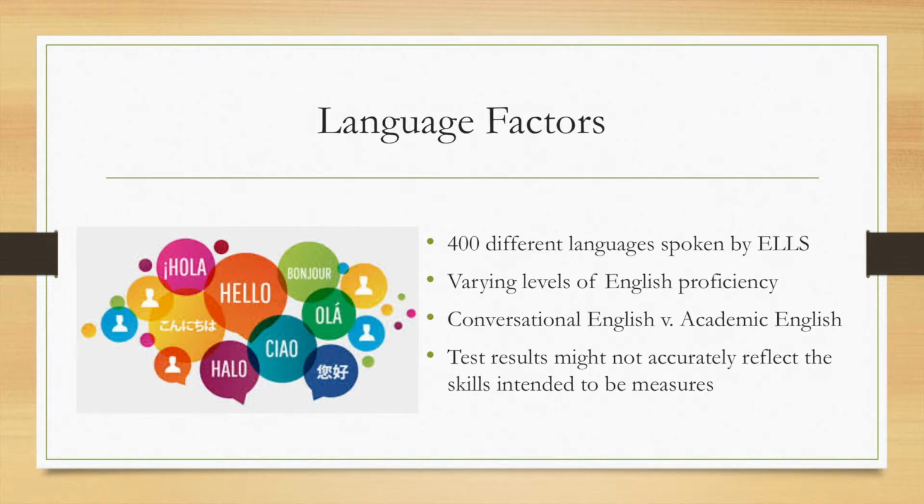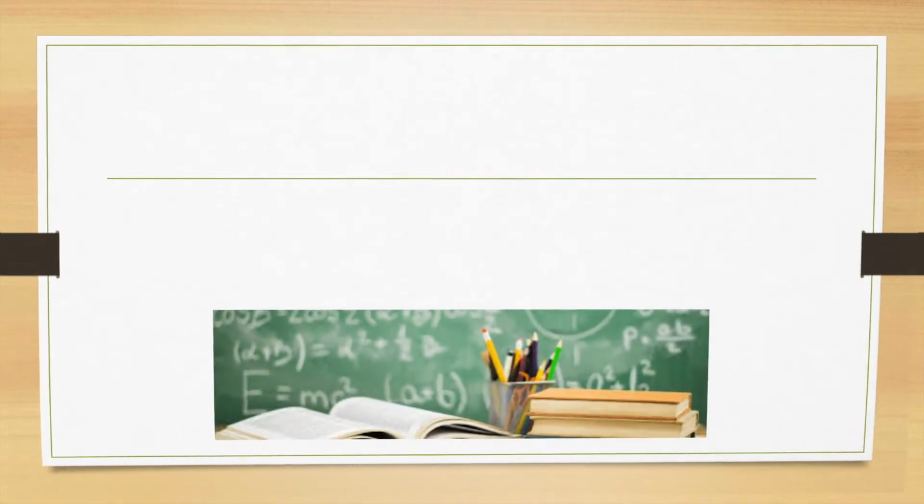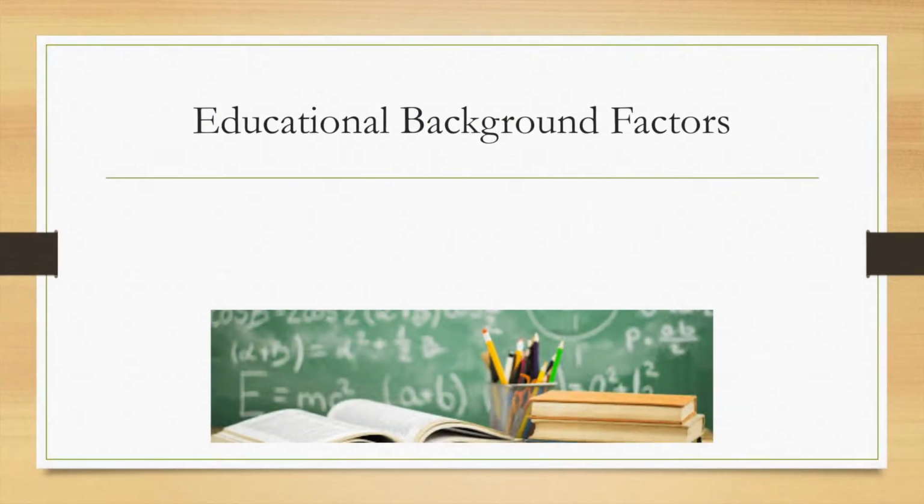The next category is educational background factors. Depending on their background, ELL students will vary in their levels of formal schooling. Students may come to the US with little to no formal schooling in any language. Some may come with some formal schooling in their native language but no exposure to English. Others may have had little exposure to English but lack the academic English skills I mentioned before.